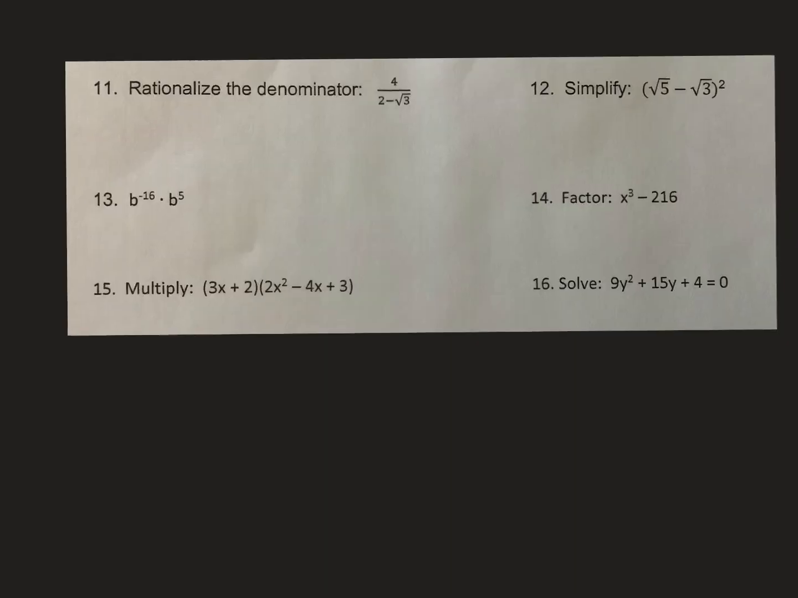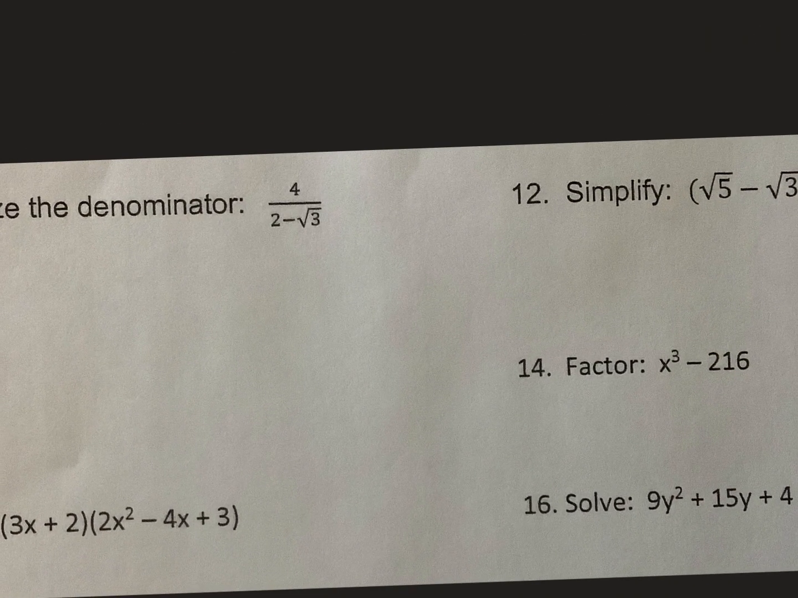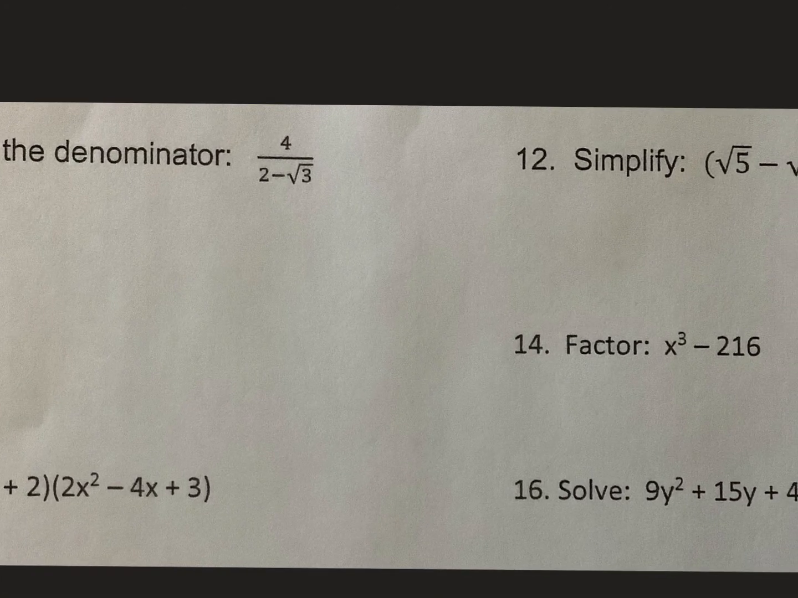Number 11, rationalize the denominator. When you rationalize, you must multiply by the conjugate. The conjugate of 2 minus the square root of 3 is 2 plus the square root of 3.